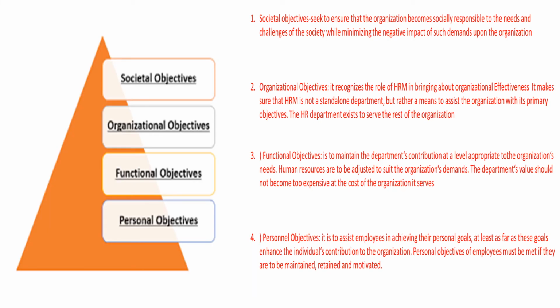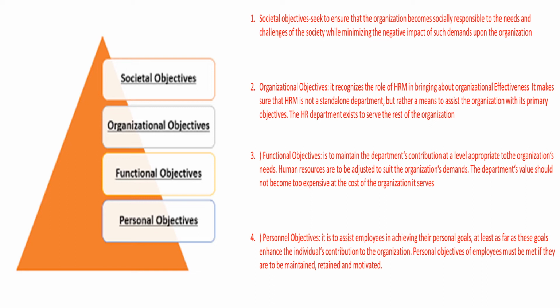Now let's look into the objectives. There are four main objectives for HRM. First is societal objectives. We know that the organization should be socially responsible, as in corporate social responsibility. Societal objectives means the organization has to be socially responsible to the needs, concerns and challenges of society, minimizing the negative impact of such demands upon the organization.